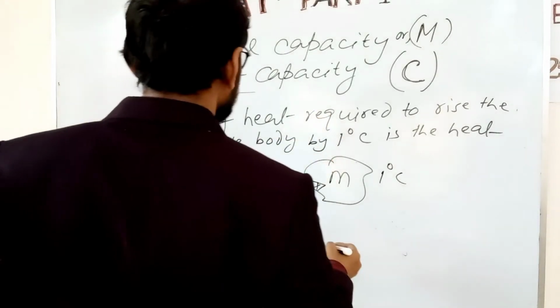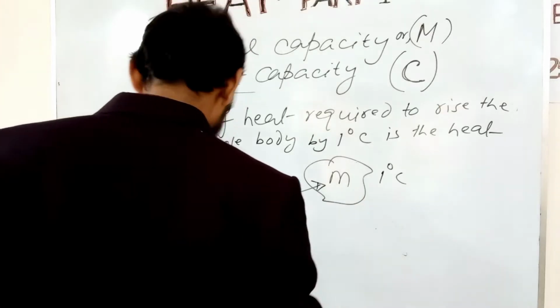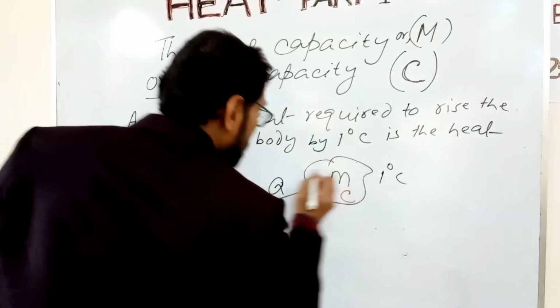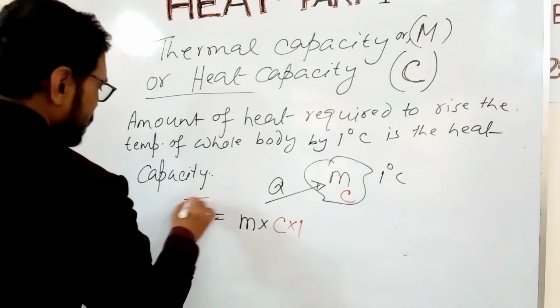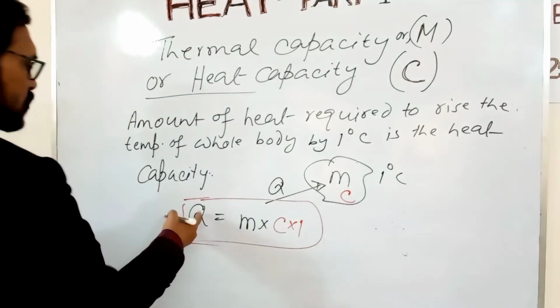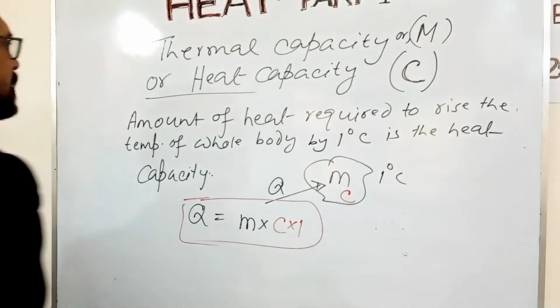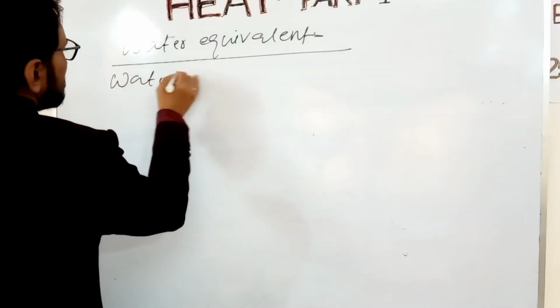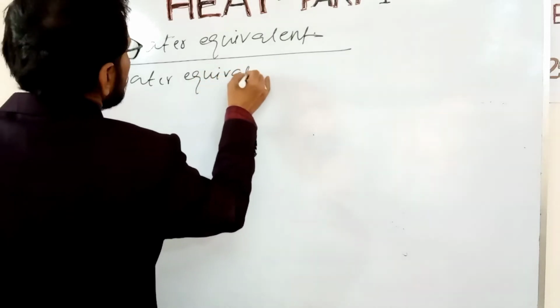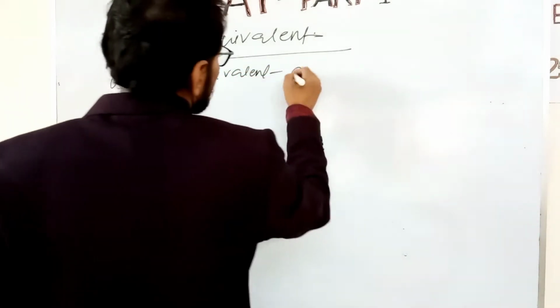Q equal to mass into specific heat. If the heat capacity of the body is c, then Q equal to m into c into 1. So this is the formula of heat supplied: Q equal to m into c, where c is the heat capacity or thermal capacity of a body.